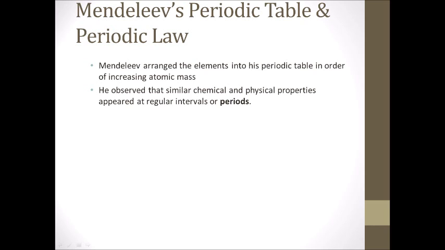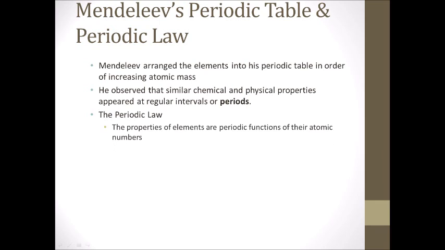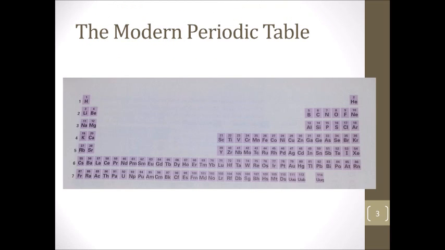And this led to putting together the modern periodic law and the modern periodic table, where the properties of elements are periodic functions of their atomic numbers. So Mendeleev did his based on mass, and our modern periodic table is based on the atomic number. And if we take a look at the modern periodic table, this is a little bit different than what you're used to seeing.